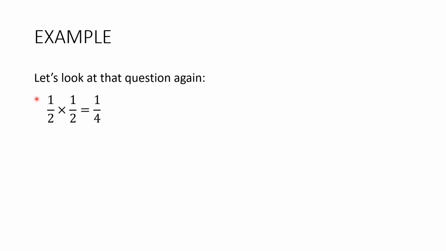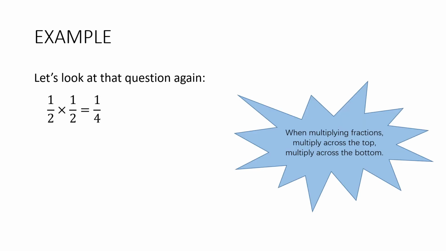So we learnt that we multiply across the top and we multiply across the bottom. But if we use the word of instead of times, it's quite logical that a half of a half is a quarter. So here's our rule again. When we're multiplying fractions, we multiply across the top and we multiply across the bottom.